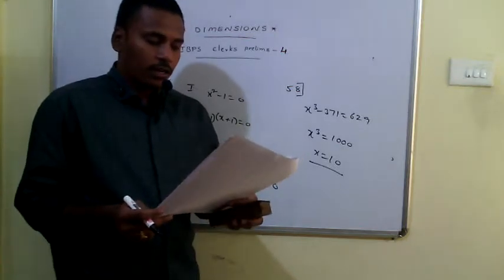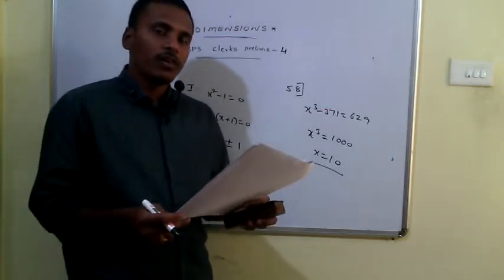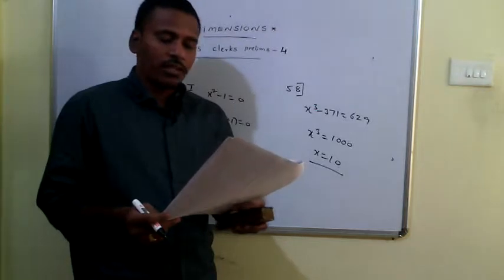Right. And then the 59th problem is a linear equation, where by solving the given linear equations, you will get x equals 5 and y equals 3. So x greater than 5 is your answer.